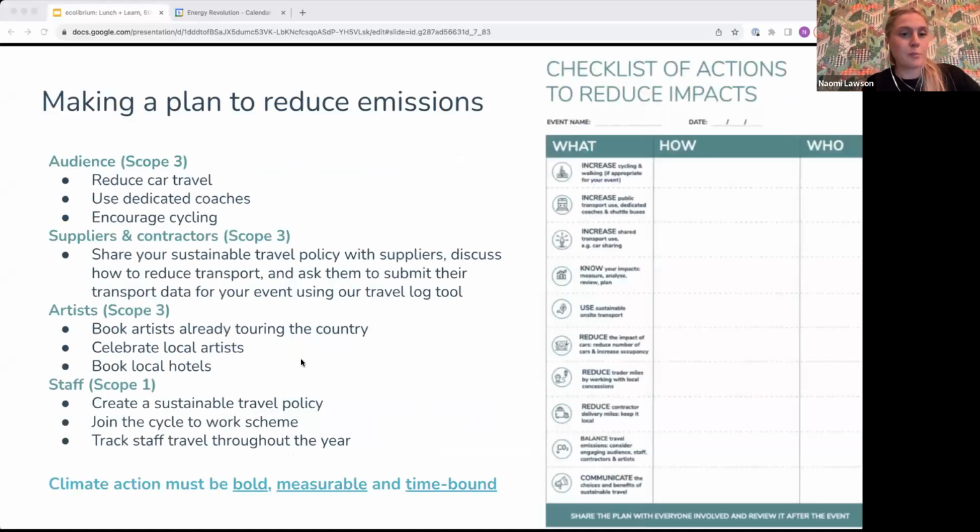So yeah, we can support you to put a really simple roadmap for reductions in place for scope 1, 2, and 3 emissions. And that includes your audiences, suppliers, contractors, artists, staff, and on-site travel. And you can use the template from our new travel guide for festivals and events to do this. And the key thing to remember here, when you're putting a plan in place, is that climate action must be bold, measurable, and time-bound. And just on the left-hand side here, we've included some examples of the actions that you can take for each of your stakeholder groups, but there's tons more in our guide, and we could speak to you about that as well.